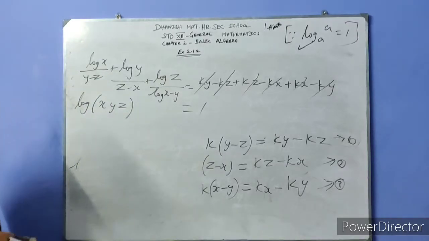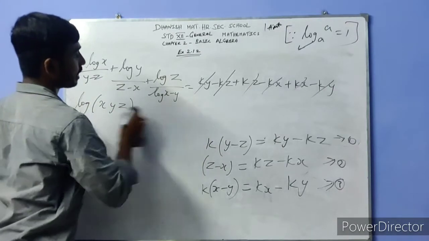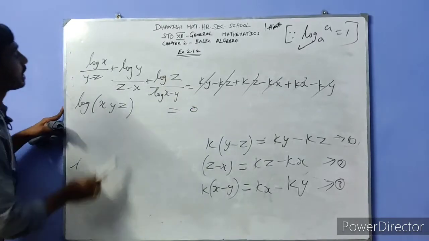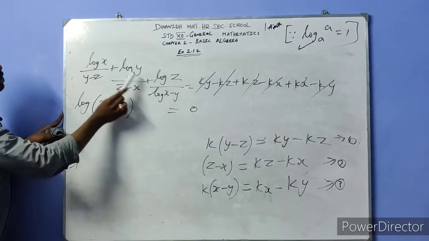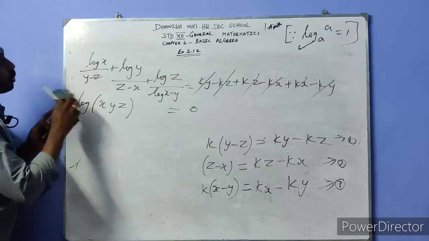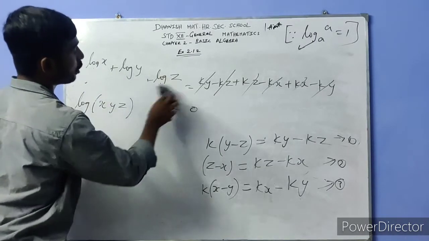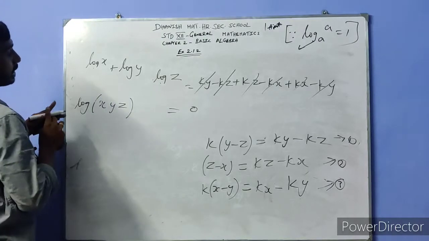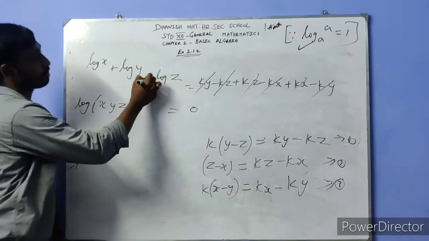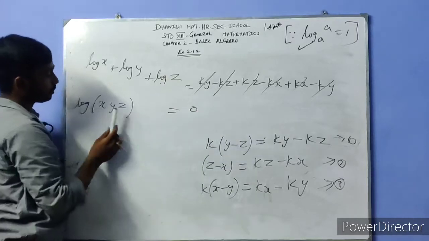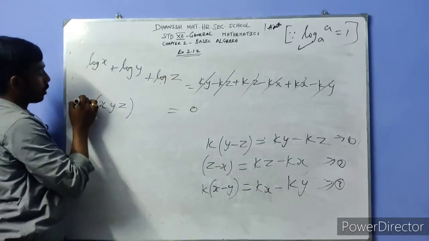xyz equal to 0 here. What is the remaining value? Total value will be cancelled here. Now I am taking log x, log y, log z commonly here. No need to write the denominator from here, because the denominator will be multiplied to that side. Just write log x plus log y plus log z equal to log. I am taking log commonly from this equation.